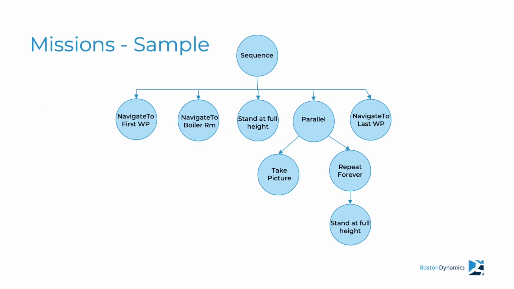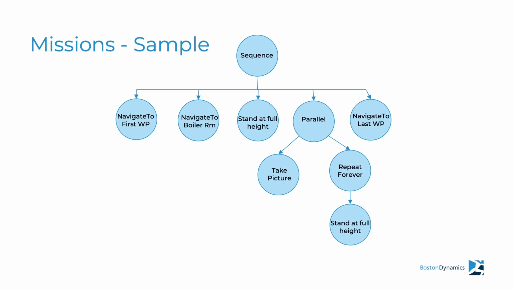So let's look at an example mission. Our root node is going to be a sequence. The very first thing that this mission is going to do is tell the robot to go to the first waypoint in the map that you've recorded. Then it's going to tell the robot to go to a special waypoint, a waypoint that you want to take a picture at. Once at that waypoint, the mission is going to command the robot to stand at full height. Once the robot is finished standing at full height, it's going to enter this parallel node. And the parallel node is going to tell the robot to take a picture while also telling the robot to stand at full height. And the stand with full height is nested in a repeat forever block.